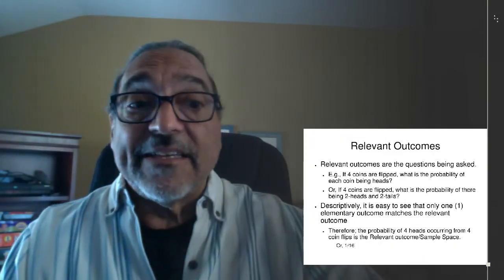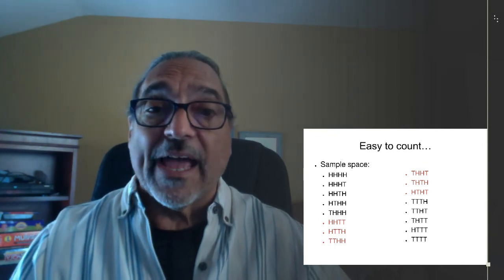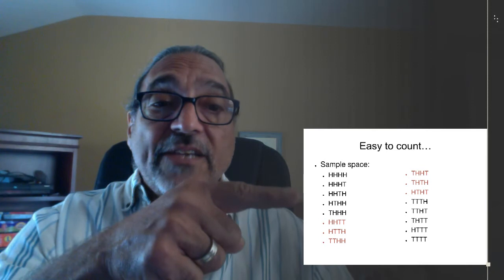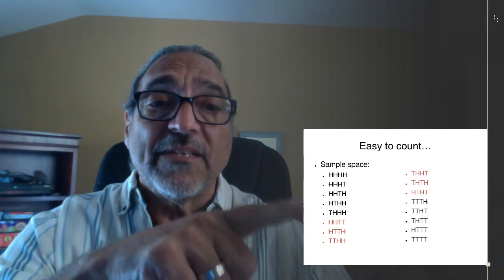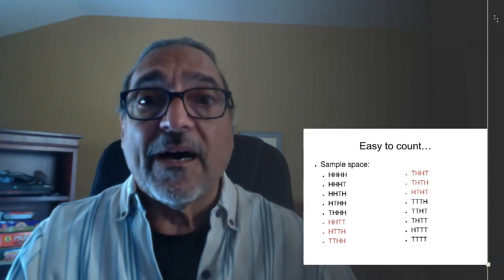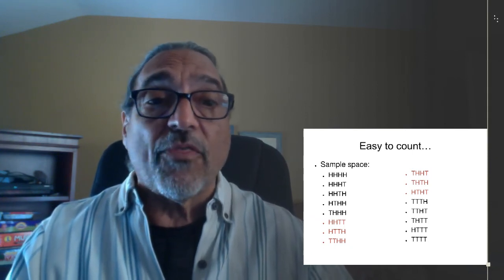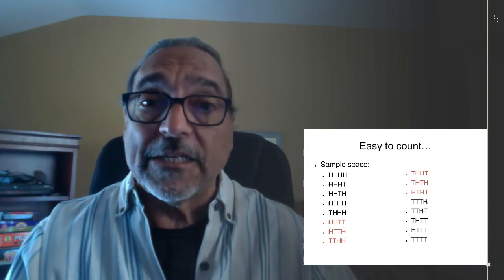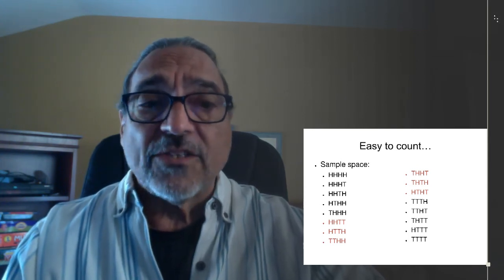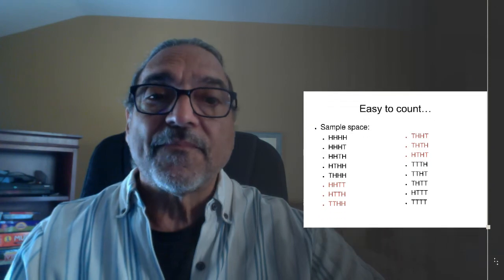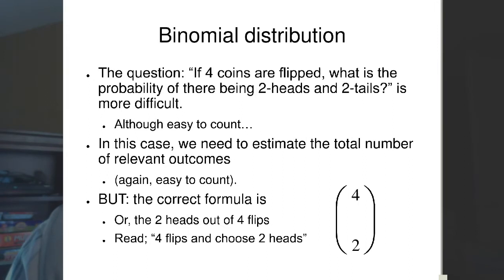Now, the reality is it's super easy to count. And if we think about 2 heads and 2 tails, and you look at our notation here in the slide, notice that in the red, everything red is 2 heads and 2 tails. And so we see out of our total possible sample space of 16, there are 6 out of 16, or 3/8 of the possibilities that conform to our relevant outcome. But the calculation requires a little bit different solution. And this requires our knowledge of the binomial distribution. Okay?